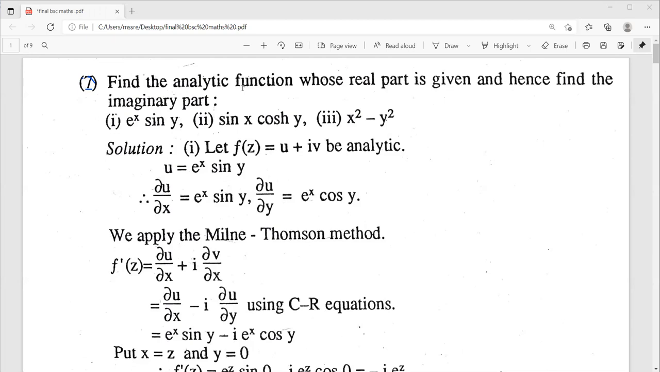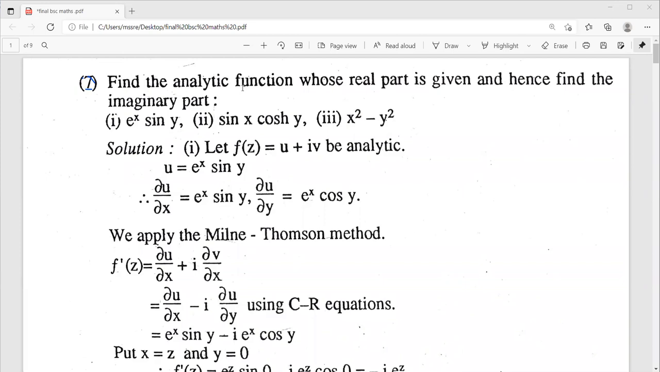So let f of z equals u plus iv be analytic. It is given that the function is analytic. For that, u is given, that is real part is given, and the v is not given, but u is given. So u is e raised to x sin y. Differentiate partially u with respect to x.